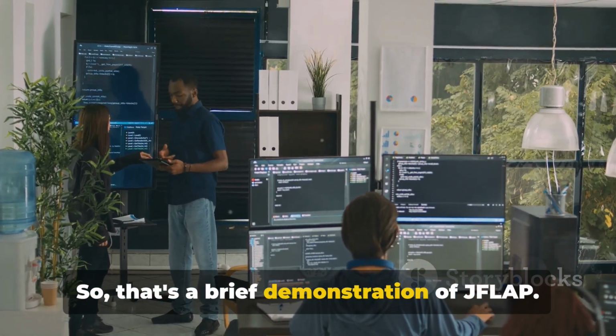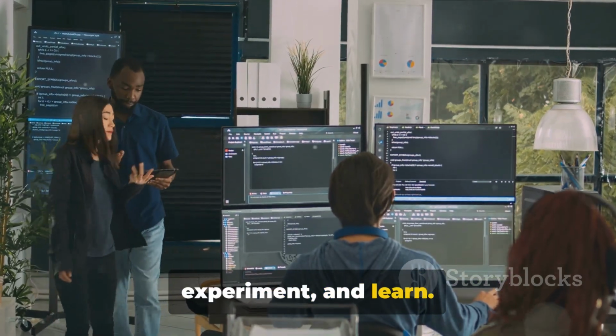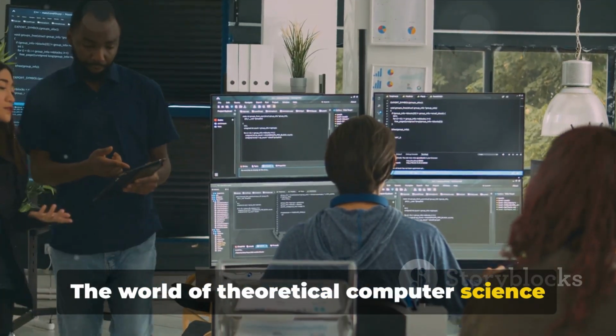So, that's a brief demonstration of JFLAP. Now it's your turn to explore, experiment, and learn. The world of theoretical computer science awaits you.